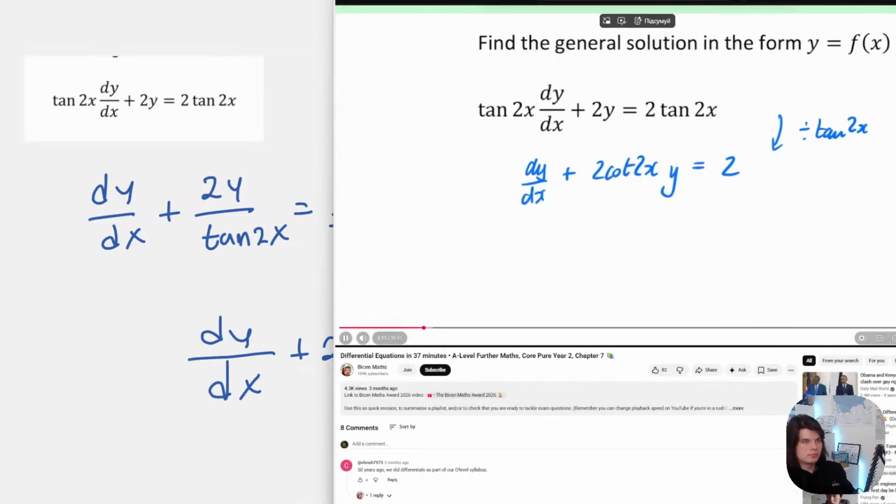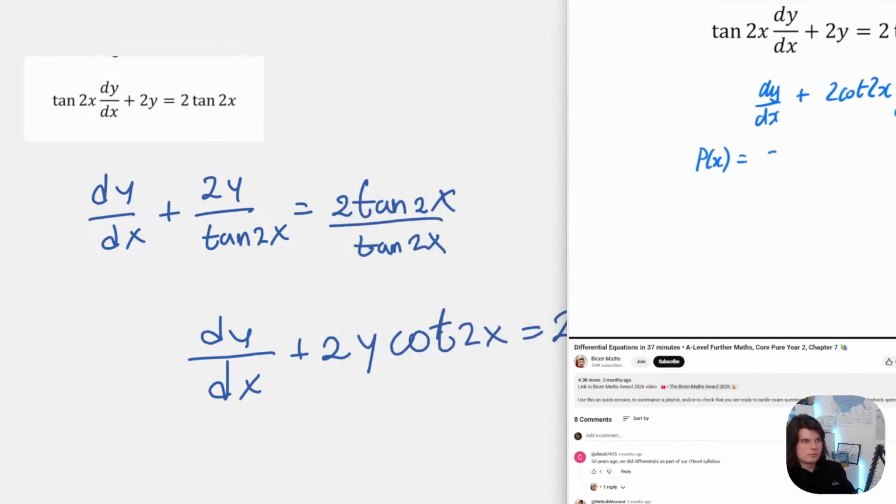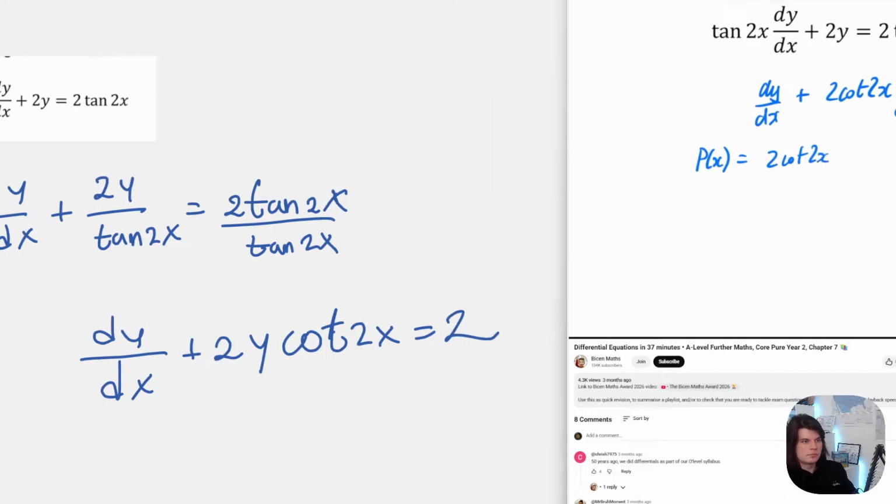So this was, I'll write it down over here, this is dividing by tan 2x. Now what I'm going to do is use the integrating factor. So in this particular case, our p of x that we have is 2 cot 2x. So I'm going to do e to the integral of p of x with respect to x. If you want to, you can integrate this somewhere else on the page.